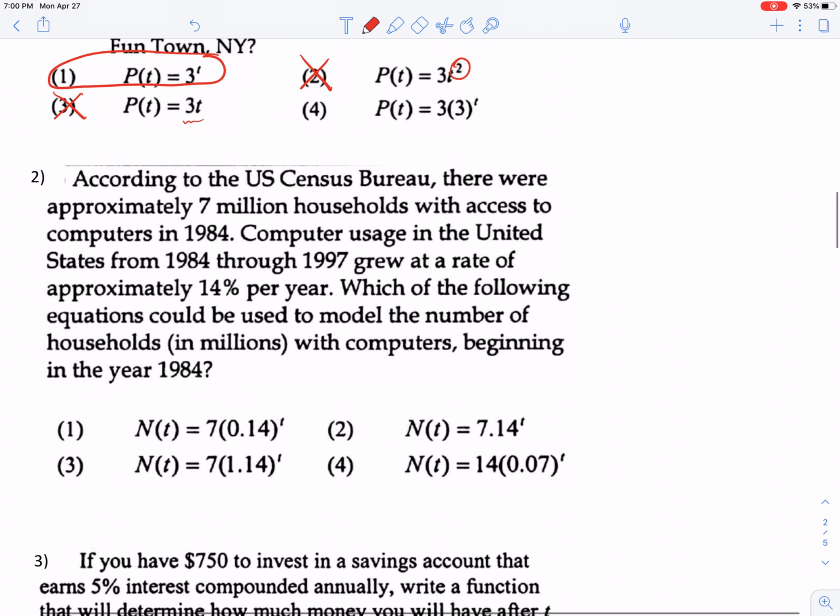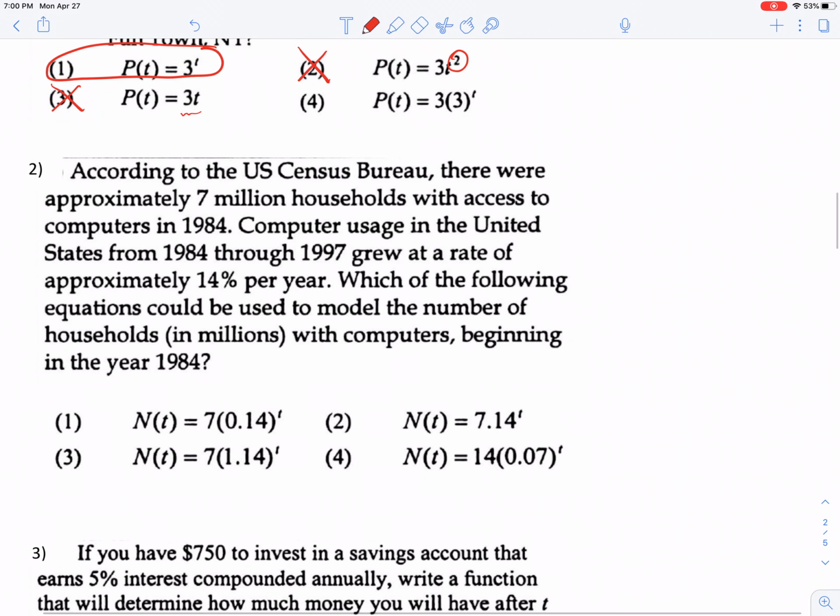Okay. Now, number 2, all 4 choices, just looking ahead, are exponential functions. But we need to figure out which one describes this situation. According to the U.S. Census Bureau, which is actually relevant right now with the census going on, there were approximately 7 million households with access to computers in 1984. Computer usage in the United States from 1984 through 1997 grew at a rate of approximately 14% per year.